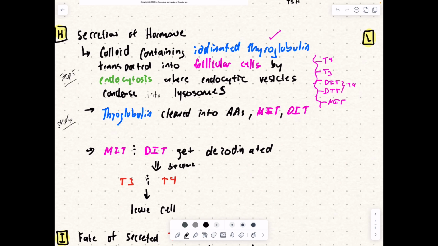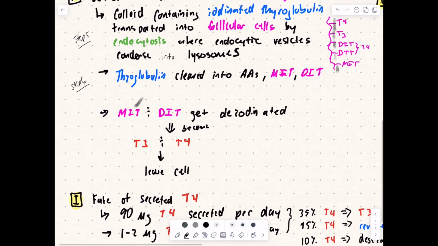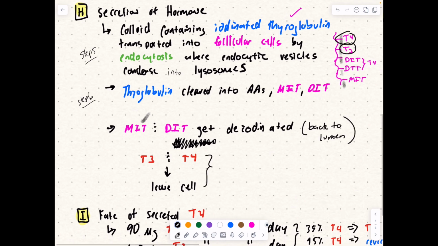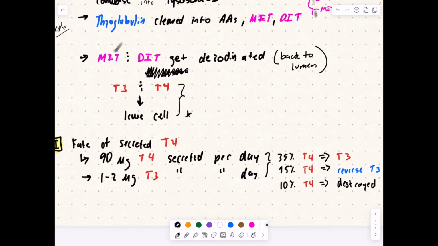All right, and so when it's cleaved in the lysosome, then you have your MIT and DIT. Oh, yikes, this is a typo. I'm so sorry. MIT and DIT will get deiodinated, and then they can go back into the lumen of the overall follicle, and then T3 and T4 can leave the cell overall. Okay, so not too bad.